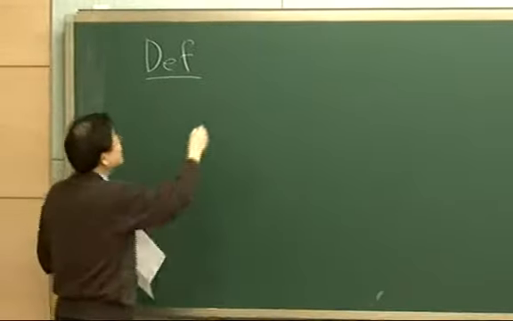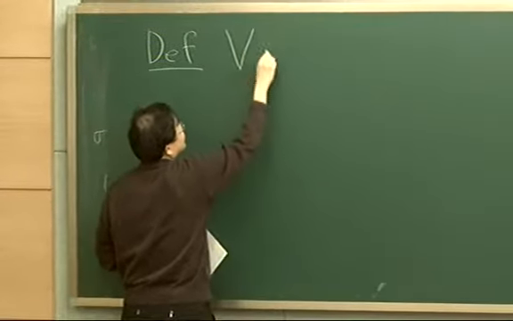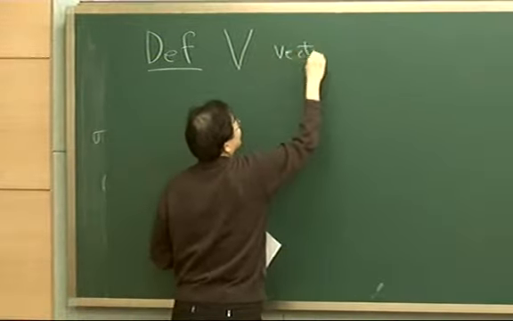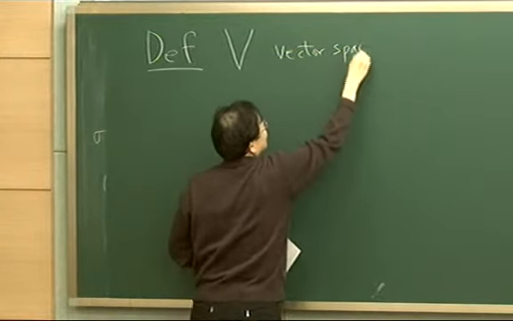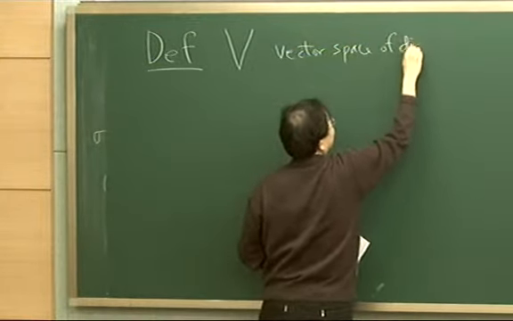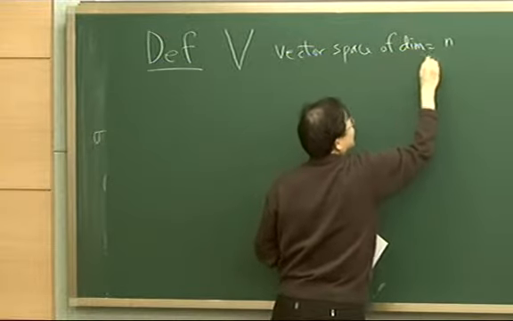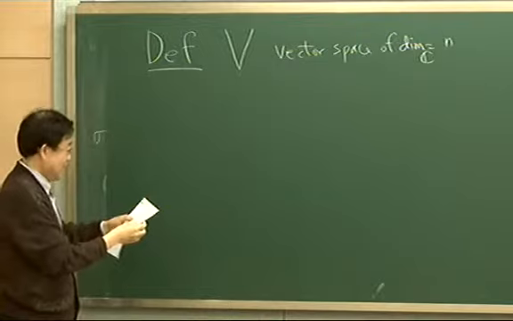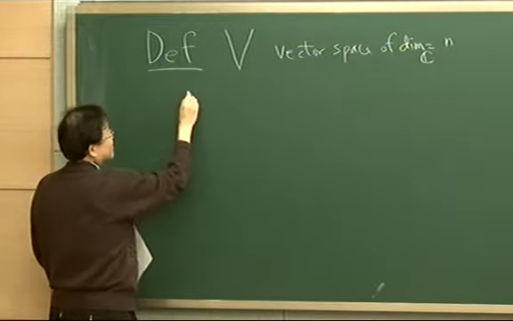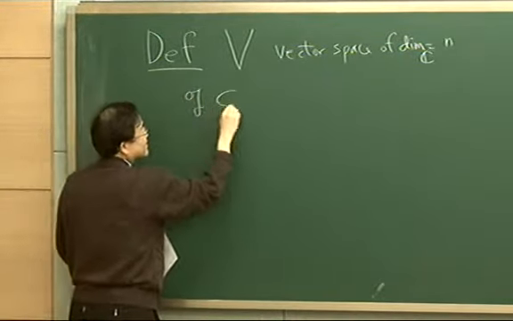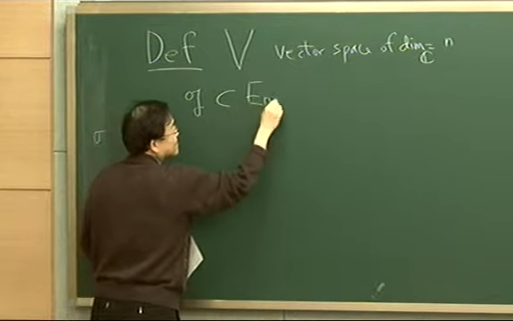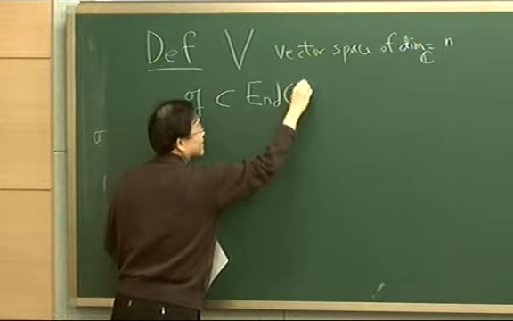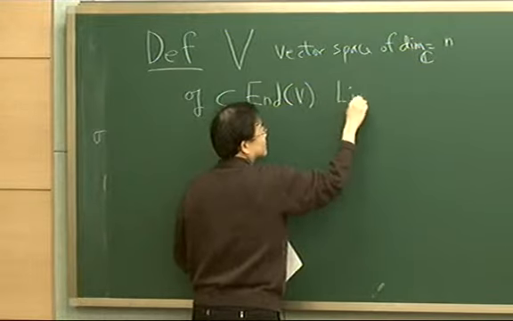So what we will consider is a vector space. V is a vector space of dimension n. Everything I consider is over the complex numbers. Now consider a Lie algebra G inside the Lie algebra of endomorphisms of V, a Lie subalgebra.